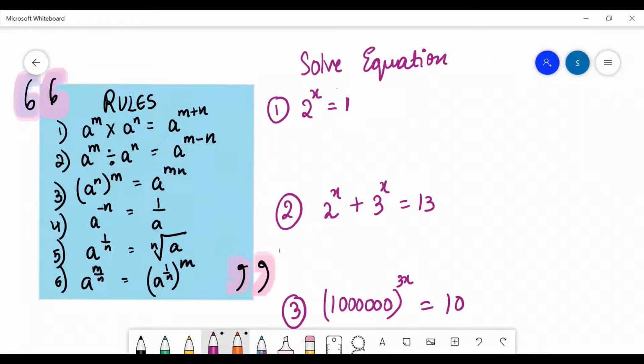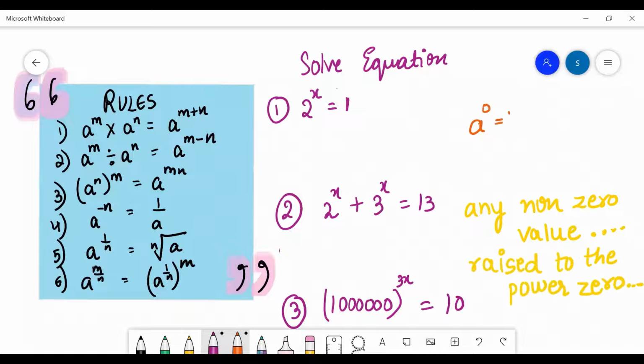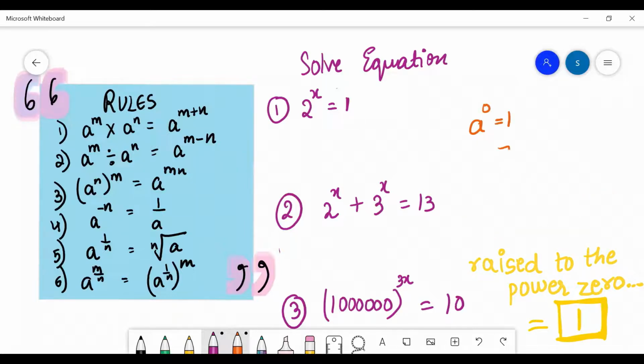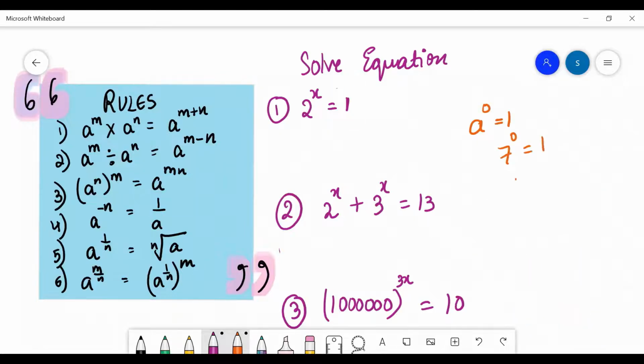Right, let's start solving some equations now. First, we have 2 power x equal to 1. So before we solve this, let me tell you another rule, which is basically any non-zero value raised to the power 0 is 1. So you can take 7 power 0, it will be 1, 100 power 0, it will be 1, x power 0 will be 1. So any non-zero value raised to the power 0 is 1.